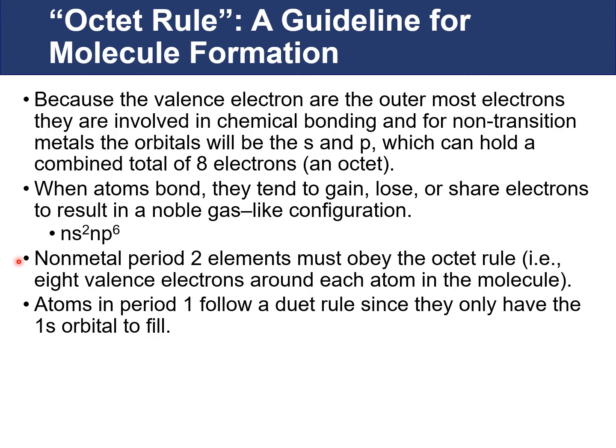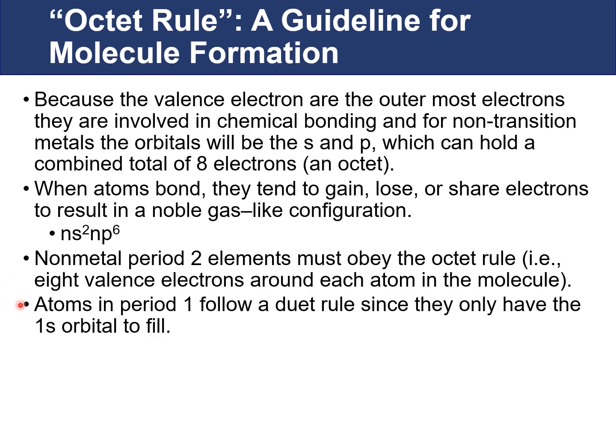Non-metal period 2 elements must obey the octet rule. As we saw when we were dealing with our electron configurations, because the n value is 2, there is no access to the d orbitals. So anything in the second row or second period is hard capped at holding 8 electrons in its outer shell. So anything in the second row, the maximum number of electrons it can have is 8.